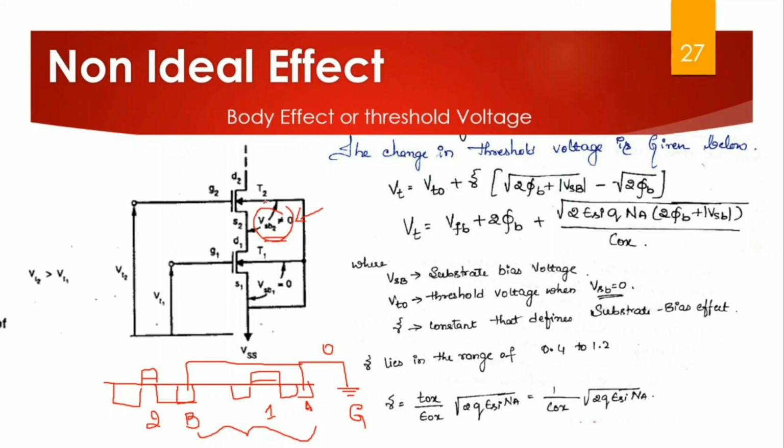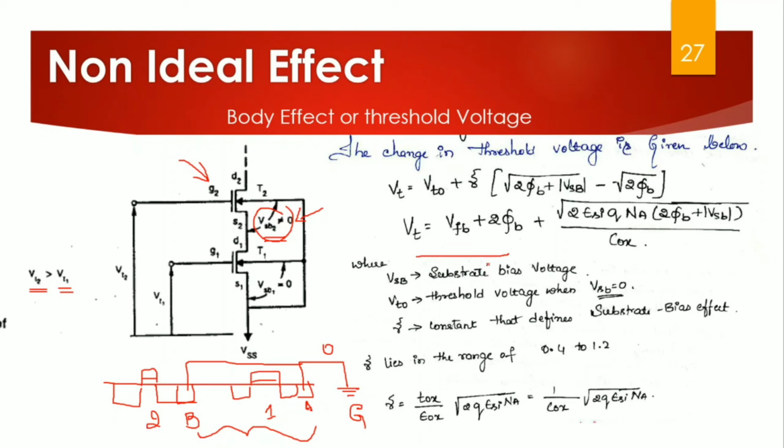Because this value is not equal to 0, the threshold voltage of the second transistor is greater than the first transistor. Therefore, the second transistor requires a larger threshold voltage to turn on. The change in the threshold voltage is given here: Vt is equal to Vt naught plus gamma into square root of 2 phi b plus mod of Vsb minus square root of 2 phi b. By simplifying this, you will get this expression.